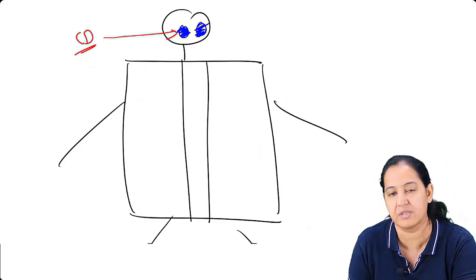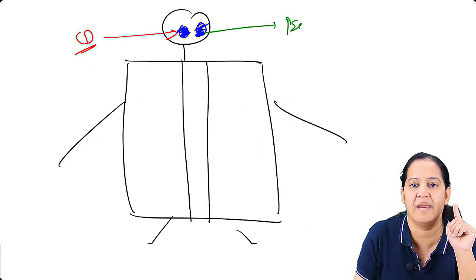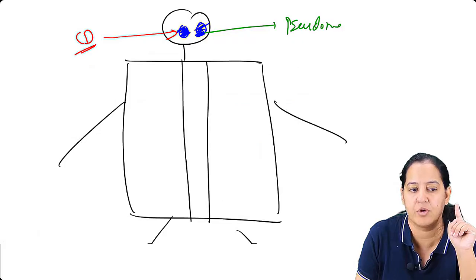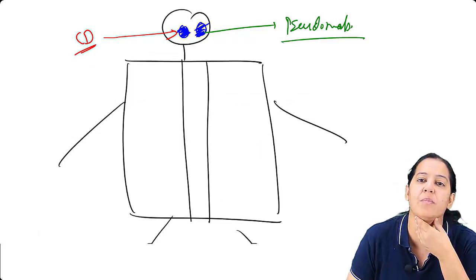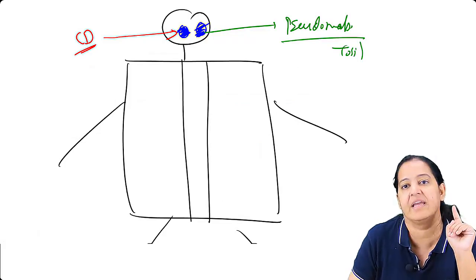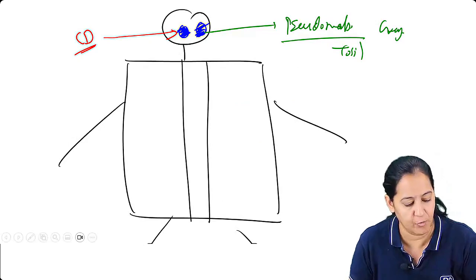I will show you the image also. This is known as pseudomembrane. Pseudomembrane over the tonsil. Tonsil के ऊपर क्या बन जाएगी? Pseudomembrane over the tonsil. ग्रे कलर की, ग्रे कलर pseudomembrane tonsil के ऊपर बन जाएगी.